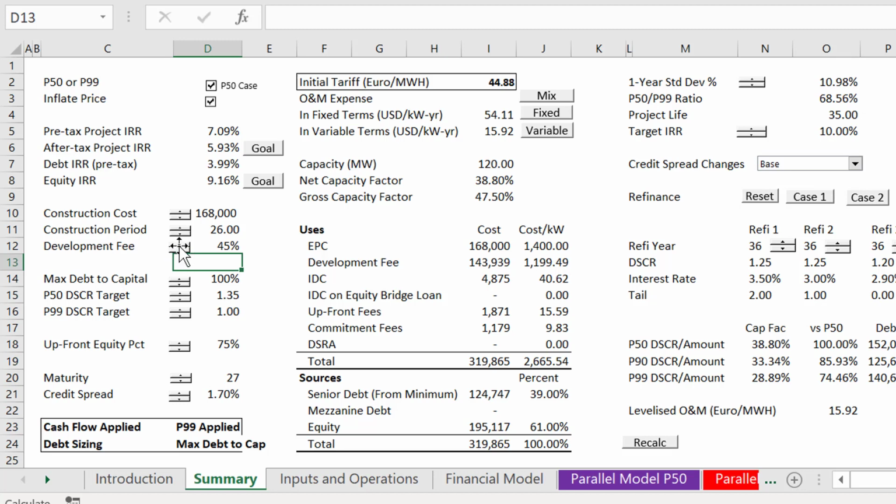If you put too high a development fee in and it's not even relevant to your case, you're just being an idiot because you're going to have to pay taxes on that development fee if you're honest about it. If you're not, you won't. Okay, I don't want to put a maximum debt to capital that high, and maybe I'll put 85%. So now the P99 case is applied, but if we push the standard deviation down a little bit, we're going to get this.